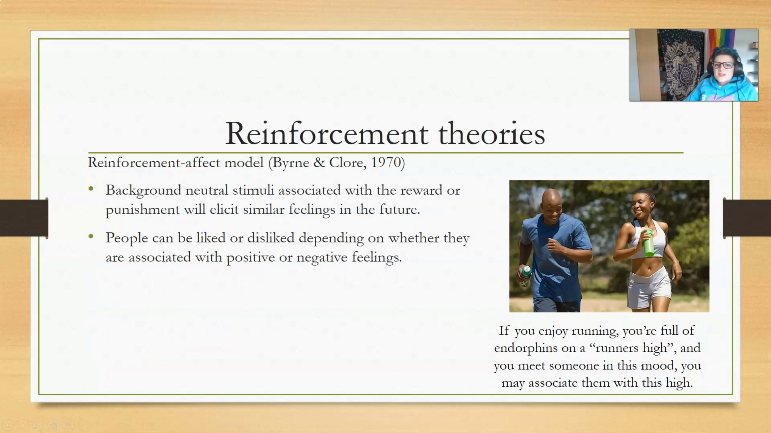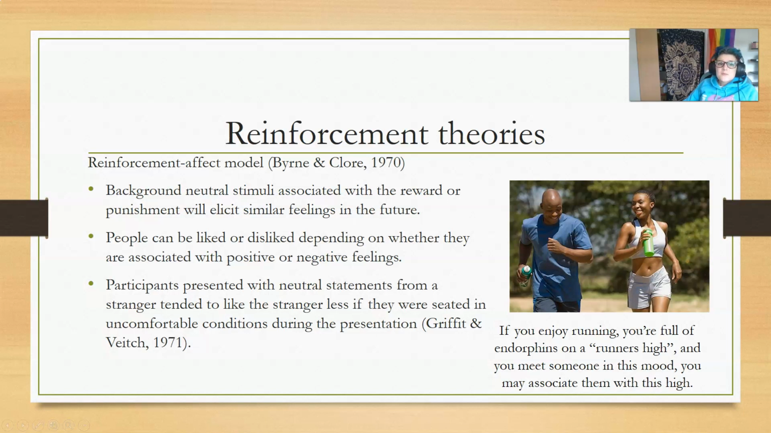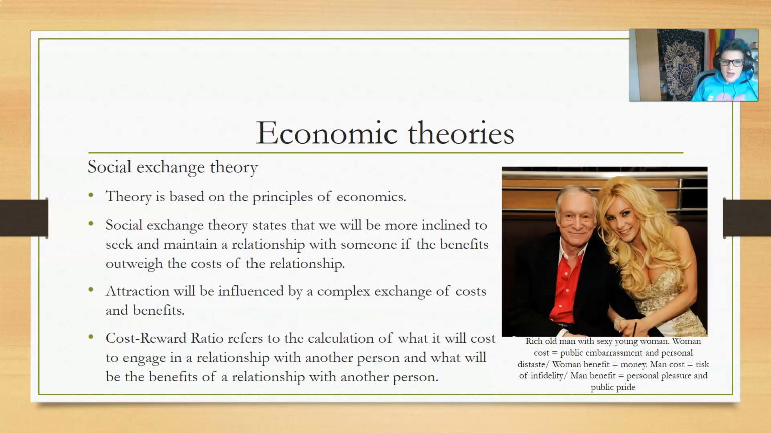Background neutral stimuli associated with reward or punishment would elicit similar feelings in the future, and therefore people can be liked or disliked depending on whether they are associated with positive or negative feelings. Indeed, participants presented with neutral statements from a stranger tended to like the stranger less if they were seated in uncomfortable conditions during the presentation. So, making sure that your surroundings are positive and that people will experience positive emotions when they are around you will make them more likely to like you. Now we'll move on to our economic theories.